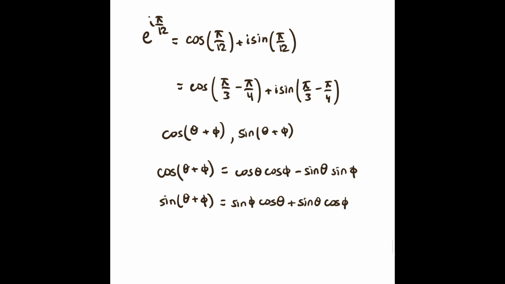Now we can label pi over 3 as theta and then negative pi over 4 as phi. And we want to keep the negative in phi because these equations, cosine of theta plus phi and sine of theta plus phi, use a plus sign explicitly. And this will be theta and this will be phi.